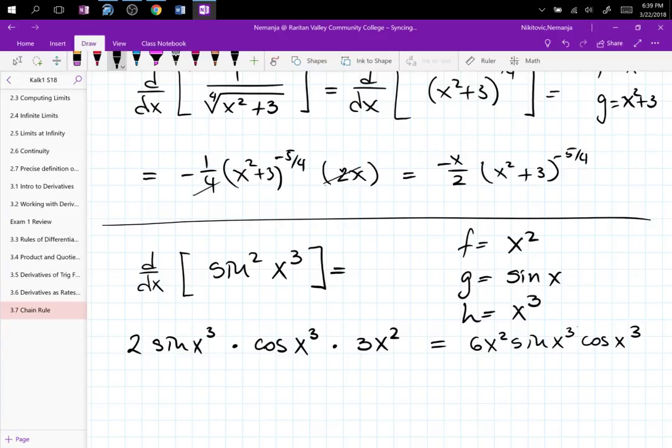Now there is a way to compress this for those of you who are more vicious. You don't have to transform this, but 2 sine cosine, this part over here, that's a double angle formula, which is sine of 2x, right? So this whole thing is actually 3x squared sine of 2x cubed. That's what it is. Now, what is the first one? The first one is the derivative of f.